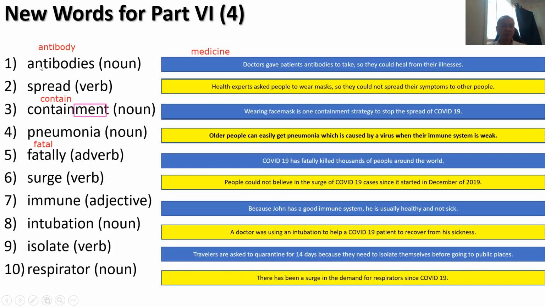Again, antibodies, spread, containment, pneumonia, fatally, surge, immune, intubation, isolate, respirator.